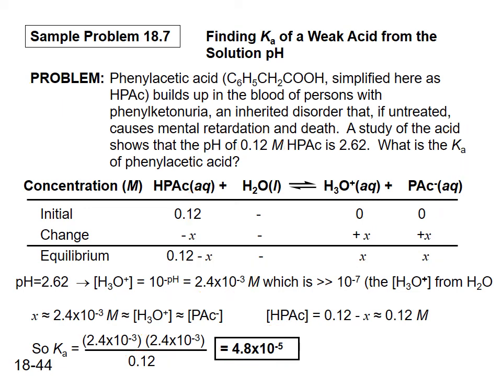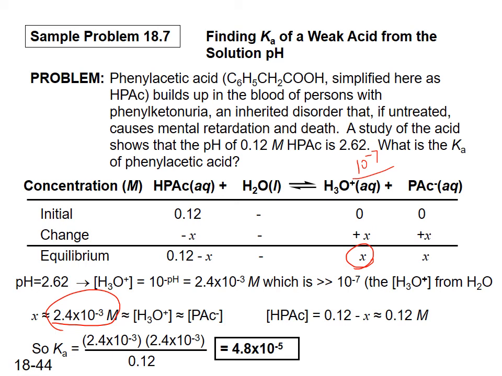As a last step, we need to justify our assumptions and calculate the percent errors. One assumption we made is that the water ionization, 10 to the minus 7, is negligible compared to the calculated concentration of hydronium ion. So we need to use 10 to the minus 7 divided by X to see the percent. If the percent is less than 5, then it is justified.